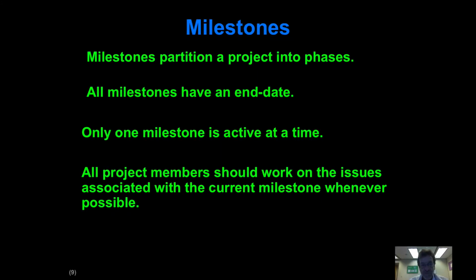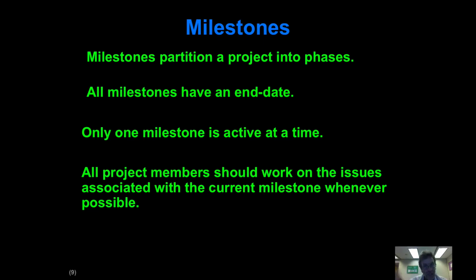Okay. So as I said before, milestones are going to partition the project into a sequence of phases. Each milestone has an end date, which is the due date for that to be finished. And then, if you close that milestone by finishing all the issues, then you start work on the next one.